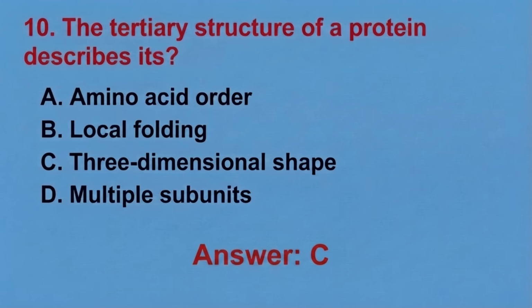Here is an exam tip. Always remember protein structure from primary to quaternary. Primary structure is the sequence. Secondary structure is local folding. Tertiary structure is the 3D shape of one chain. Quaternary structure is multiple chains. Always remember this structural classification of proteins.